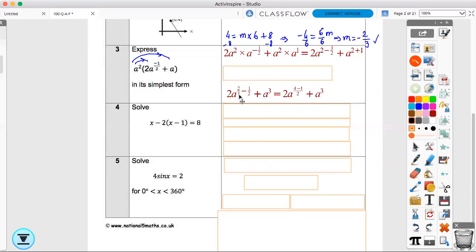Because you've got 2/1 minus 1/2. So you can do the same as cross and smile. 2 times 2 is 4 minus 1. So 4 minus 1 is 3, so 3/2. Okay. So 2 minus 1/2 basically is 1.5. Or you can just rewrite it as 2/1 minus 1/2. And that's your final answer here. 2 to the power 3/2 plus a cubed.